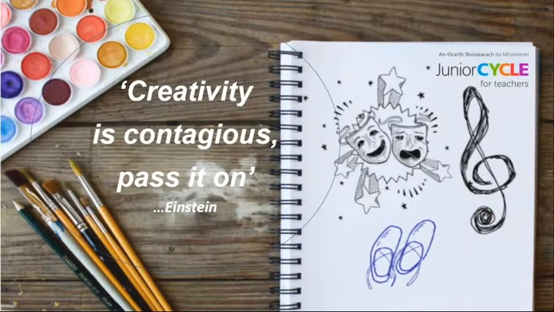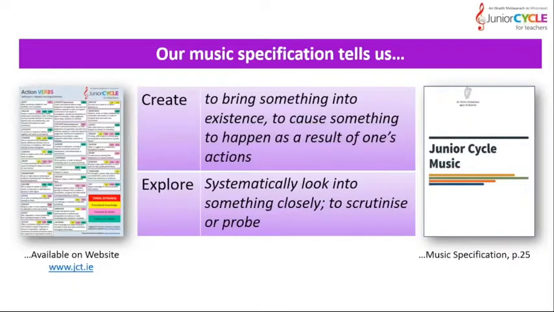So, creativity is intelligence having fun. John Paitner once told us that to tap into a student's imagination is a direct link to their intellect, although it can sometimes be challenging for many different reasons. What does our specification tell us creating and exploring is? To create is to bring something into existence, to cause something to happen, and to explore is to scrutinize or systematically look into something closely.